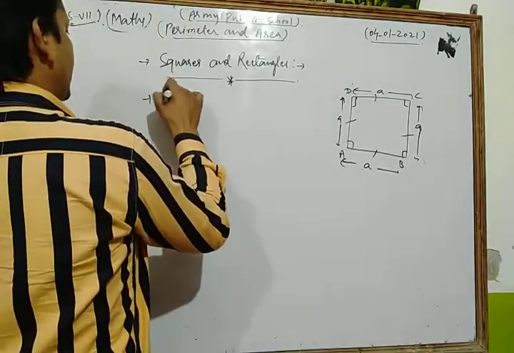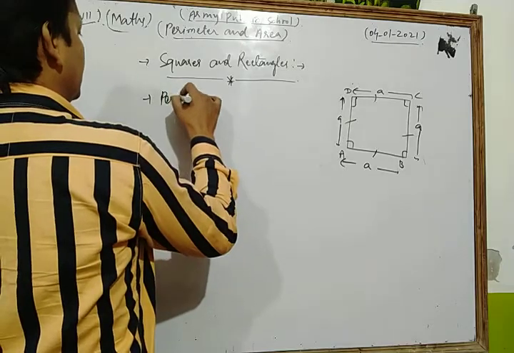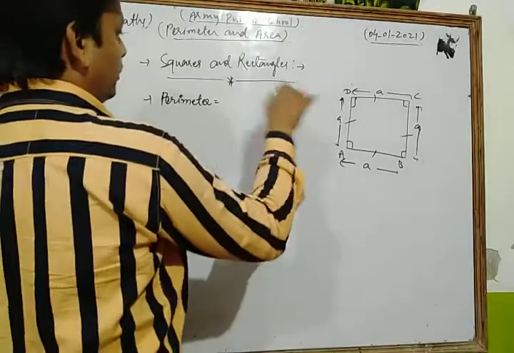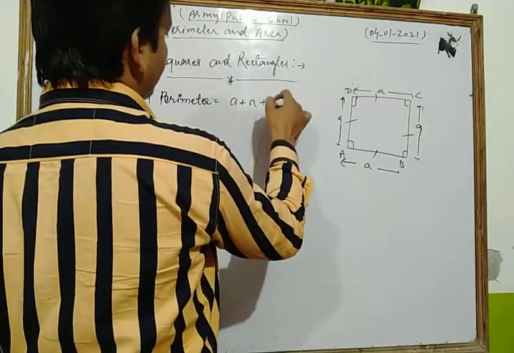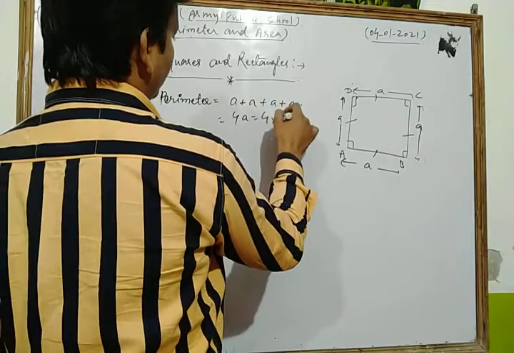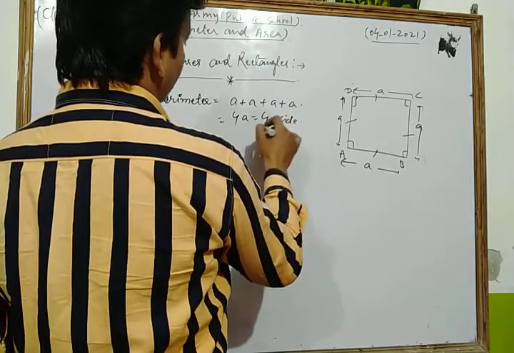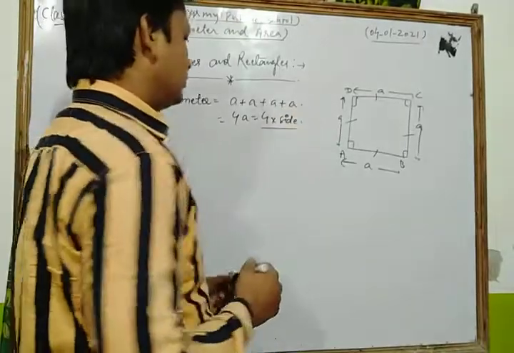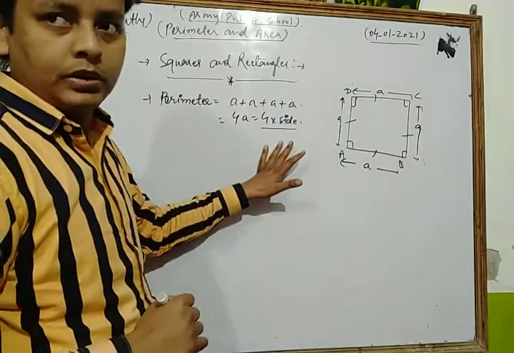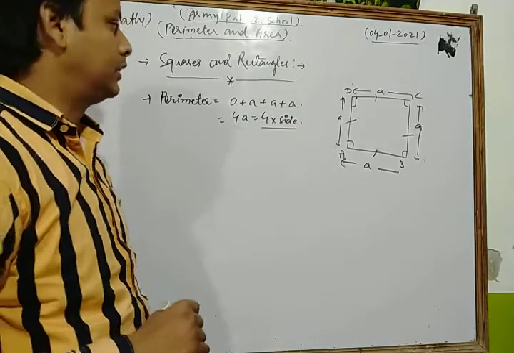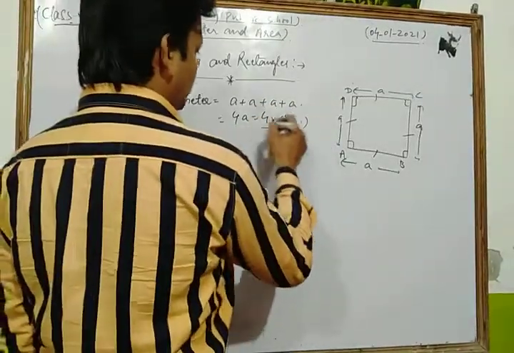Then the first formula is perimeter. Perimeter of a square is equal to what? The sum of all its sides, that is A plus A plus A plus A, which means 4 into A, 4 into side. This is the perimeter of the square.